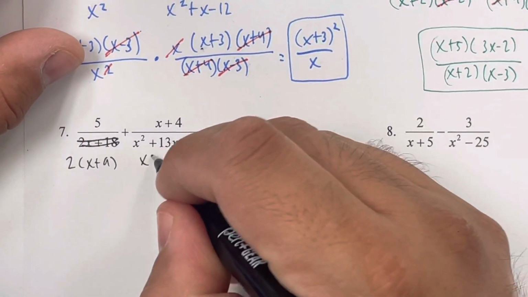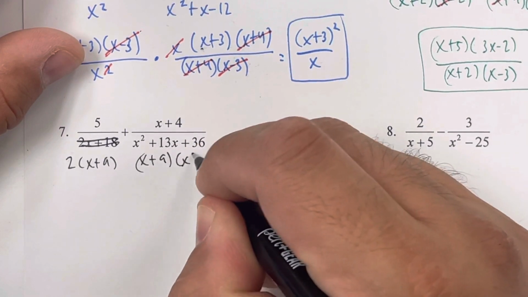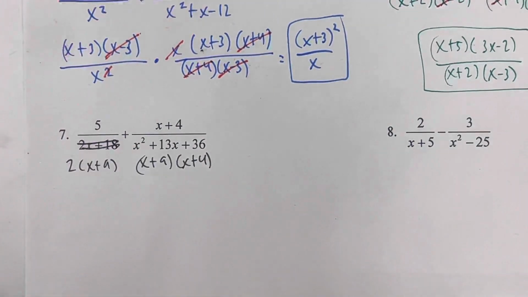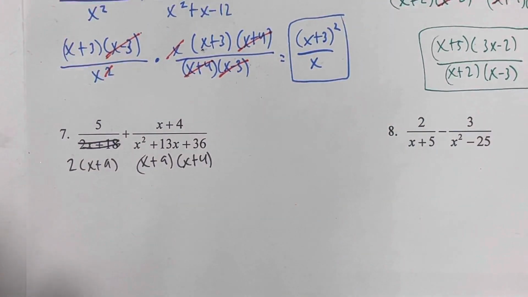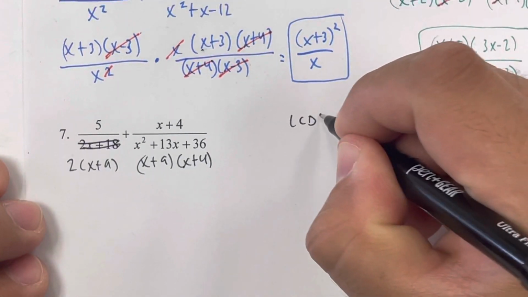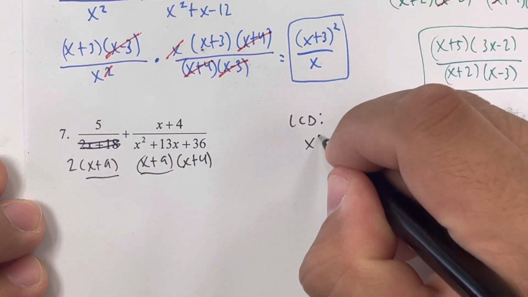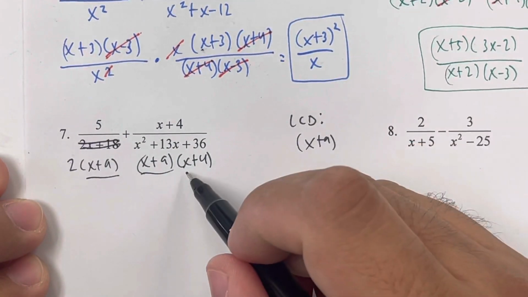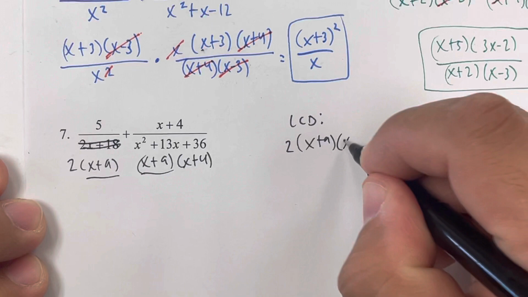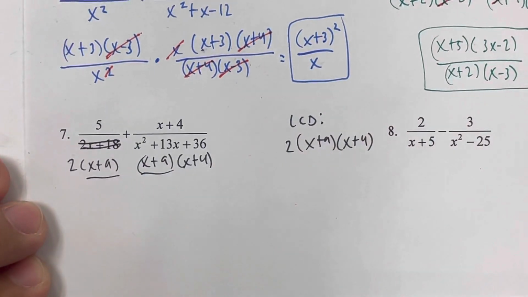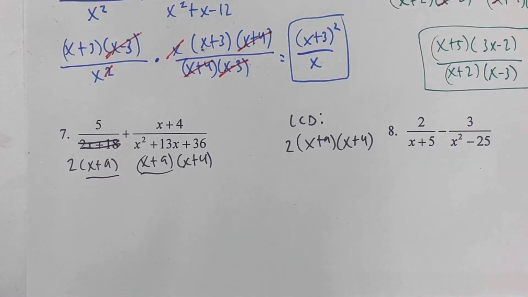This one, x plus 9, x plus 4. So for my LCD, what do they have in common? I can see they have this x plus 9 in common. And what's not in common is x plus 4 and 2. So here's my LCD. This is what they must have in common so that I can add them or subtract them.